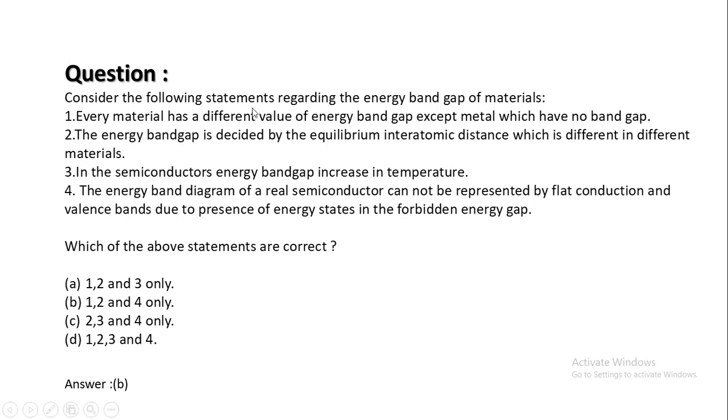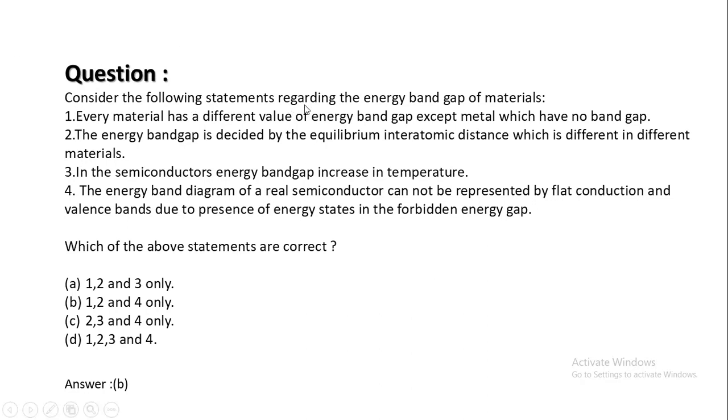Consider the following statements regarding the energy band gap of materials. Guys, the energy band diagram is very important. We will learn how to draw the energy band diagram for different electronic devices such as p-n junction, bipolar junction transistor, you name it. Once you understand how to draw the energy band diagram for a p-n junction, you will be able to draw it for any kind of electronic device. In the interview they generally do not ask about the p-n junction energy band diagram directly; they change something. We will talk about all those things.